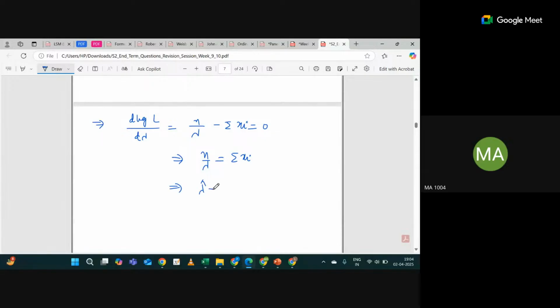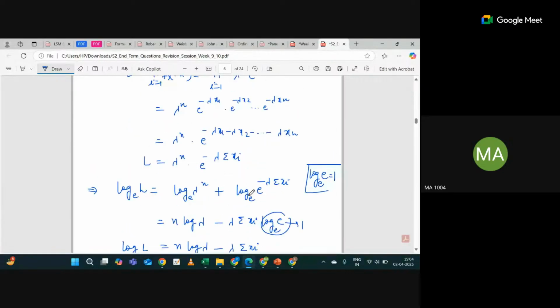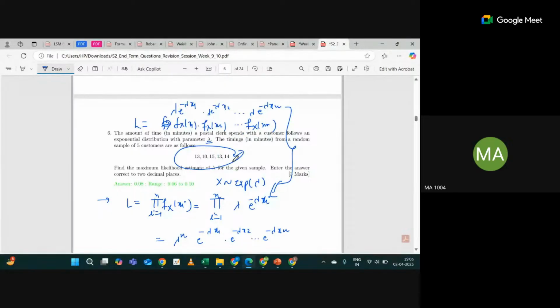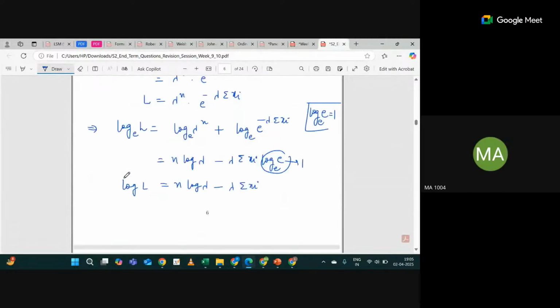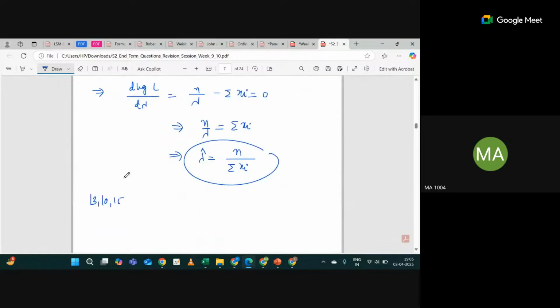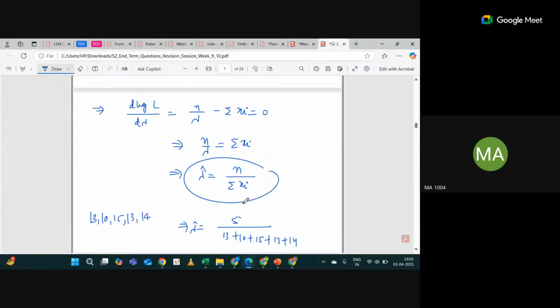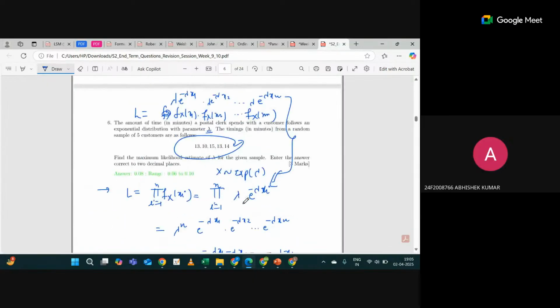So lambda hat will be n by summation of xi. That's all you got, and you have to check what this value is. Your samples are 13, 10, 15, 13, 14. So lambda hat will be 5 divided by the sum of all these, which is 65. So 5 divided by 65, whatever the value, you will get this answer. Is this clear?